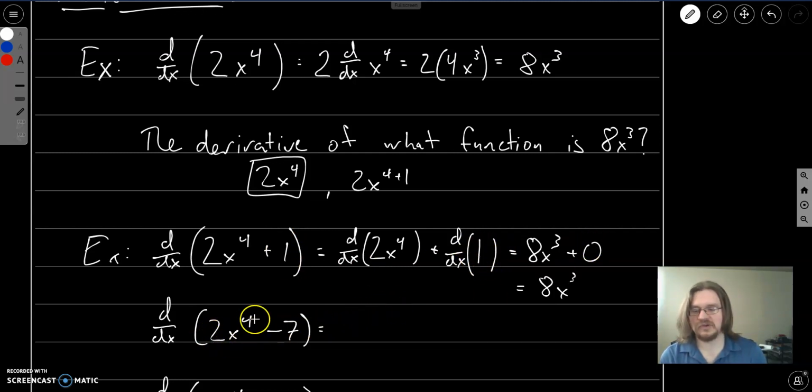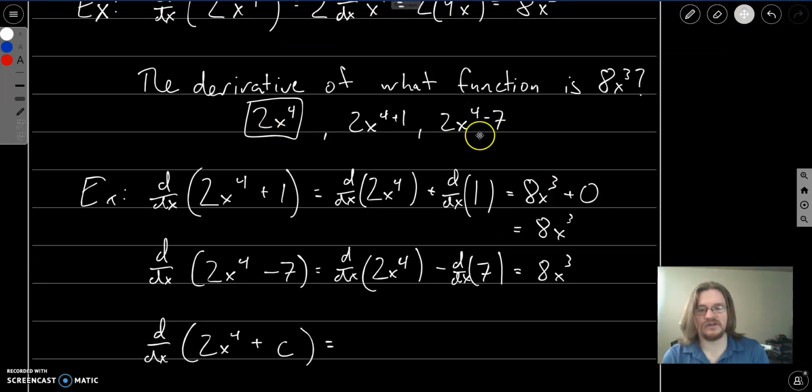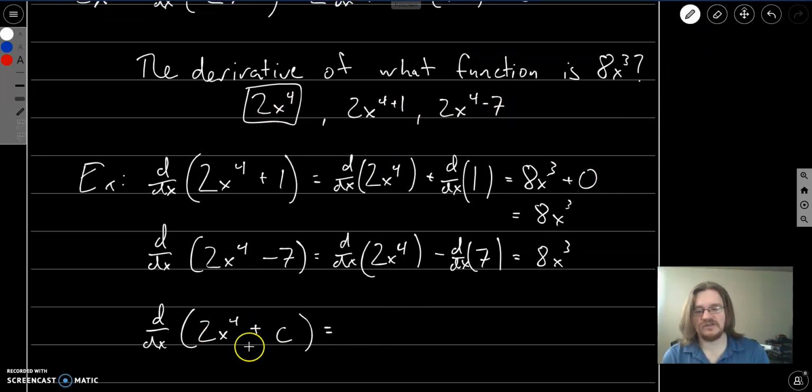So here, the derivative of 2x to the fourth minus 7, well, that's just the derivative of 2x to the fourth minus the derivative of 7. And again, the derivative of any number, of just a constant, is just going to be 0. So here, I've got 8x cubed again. So I can keep writing down whatever constants I want. I could add 1 to the function, I could subtract 7, and essentially the way that we would write this down is I can take the derivative of 2x to the fourth plus any constant, which I'll just call c, and I should get 8x cubed.